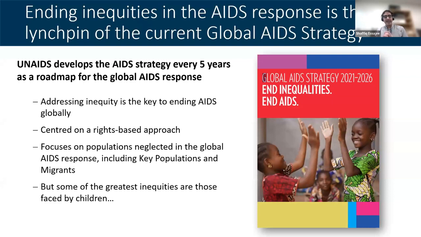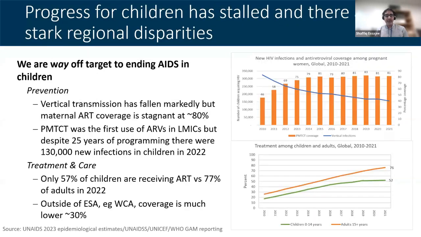Every 5 years, UNAIDS develops an AIDS strategy that serves as a bit of a roadmap for the global AIDS response. The current one, which runs from 21 to 26, places ending inequity as central to the mission to end AIDS globally. UNAIDS rightly has focused this on the need to ensure that our programming is human-centered and rights-based. The strategy focuses a lot on populations that have been historically neglected in the global response, including key populations and migrants. But my thesis is that some of the greatest inequities are those that are faced by children.